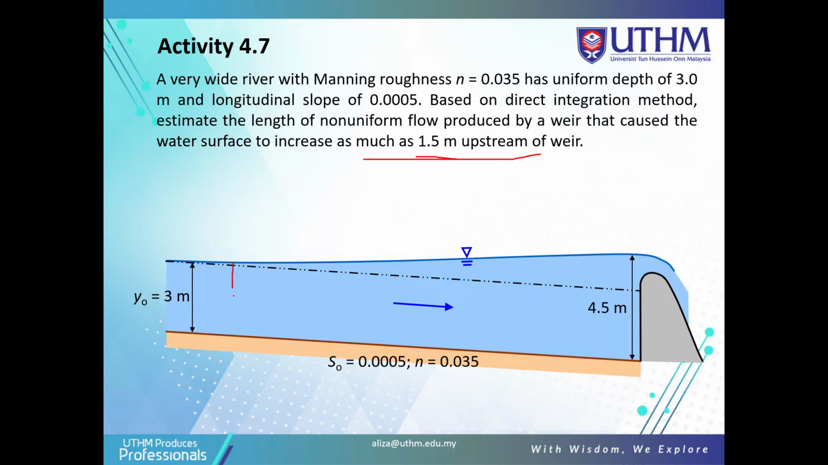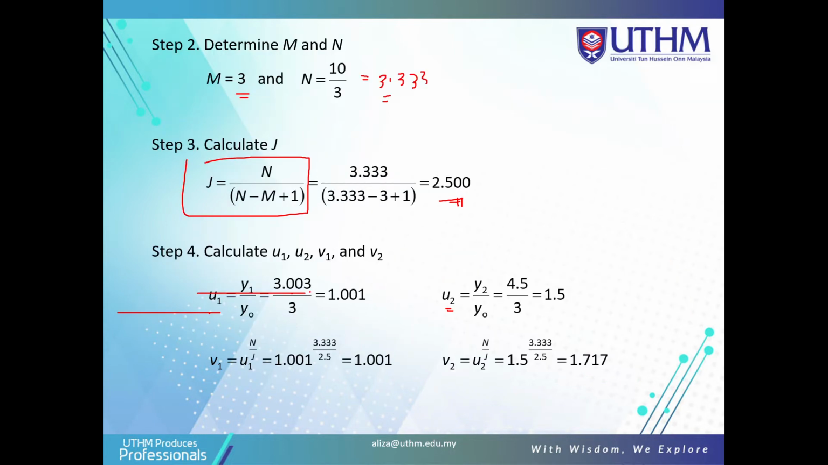So y1 is 3 plus 0.001, which gives 3.003. You then divide 3.003 by y naught, which is 3, so you get u1 as 1.001. And u2 is y2 over y naught, so y2 is 4.5 and y naught is 3, giving 1.5. So you get the value of 1.5. And v1 is u1 to the power of n over j, so you get 1.001 to the power of n divided by j.